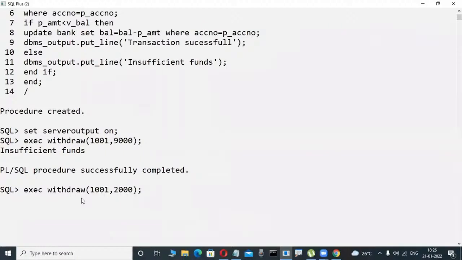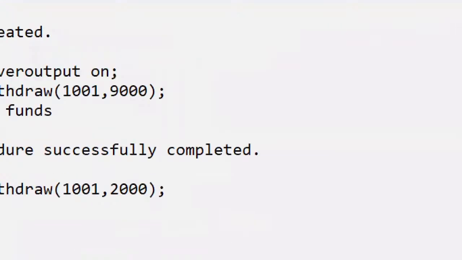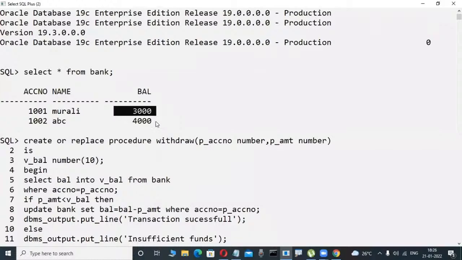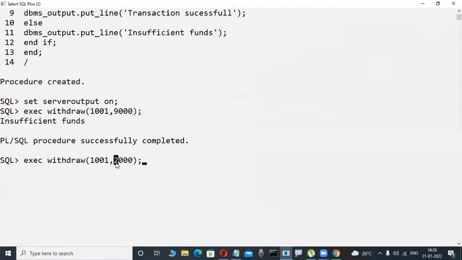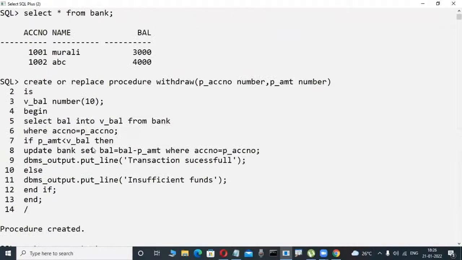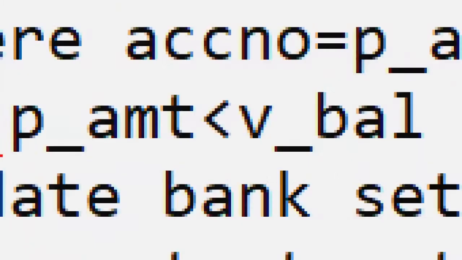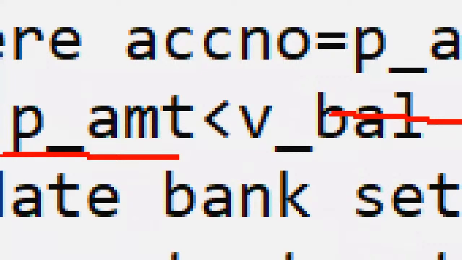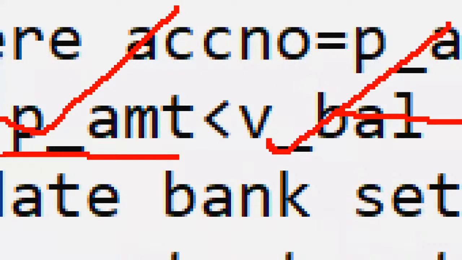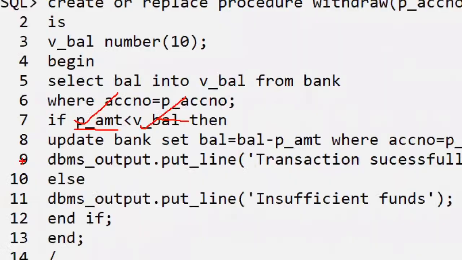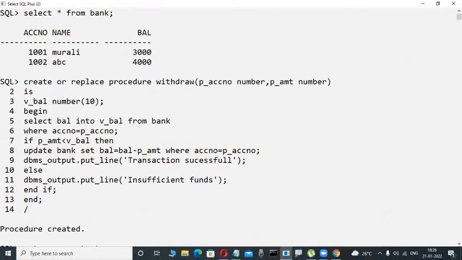Is it possible? Possible. Why? Because my balance is 3,000, and I try to withdraw only 2,000. So whenever your passed amount, 2,000, is less than the available balance, in this case 3,000, I am updating the bank table, modifying it. The transaction is successful.